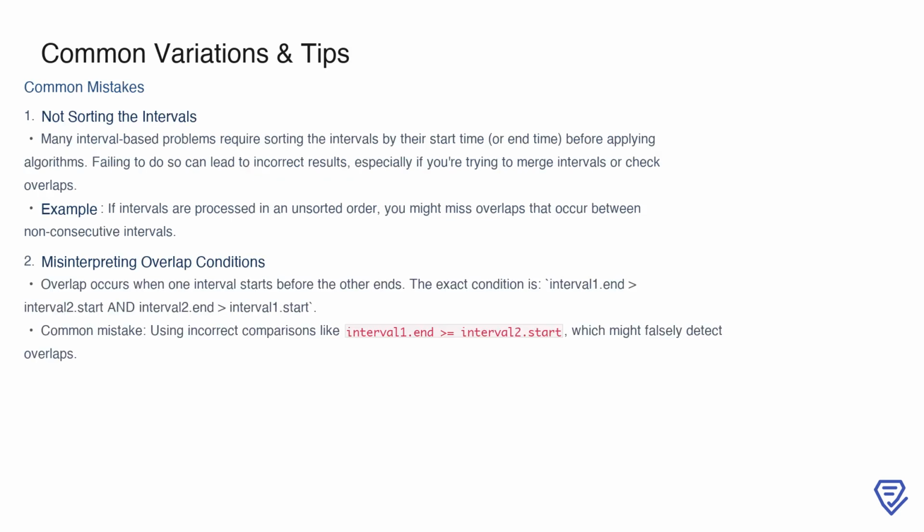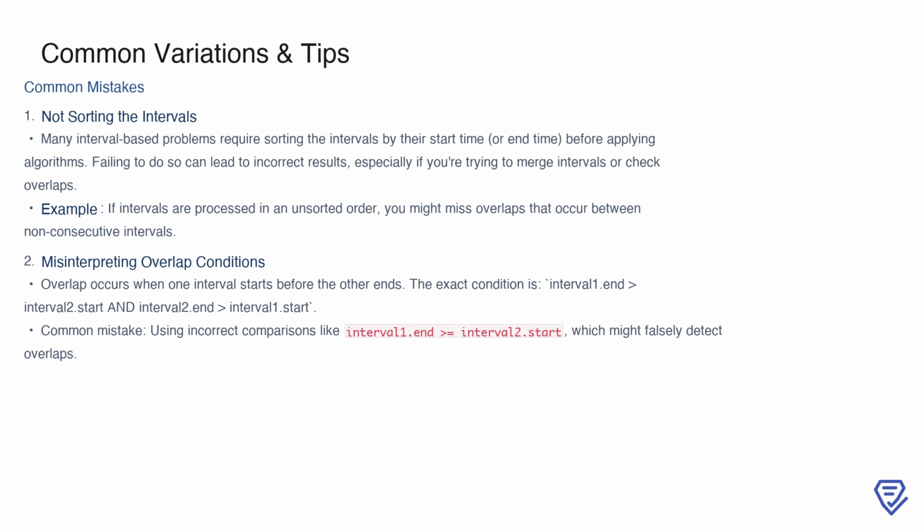A common issue when solving interval-based problems is forgetting to sort the intervals. Most algorithms require intervals to be sorted by their start time, or sometimes their end time, to ensure correctness. Without sorting, you might process intervals in an order that misses critical overlaps, particularly between intervals that are not adjacent. For example, imagine trying to check for overlaps in unsorted intervals. You could easily skip overlaps between distant intervals.